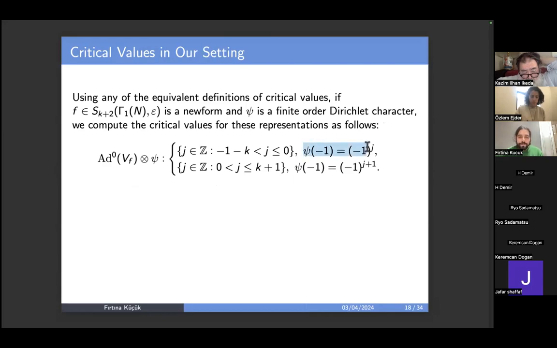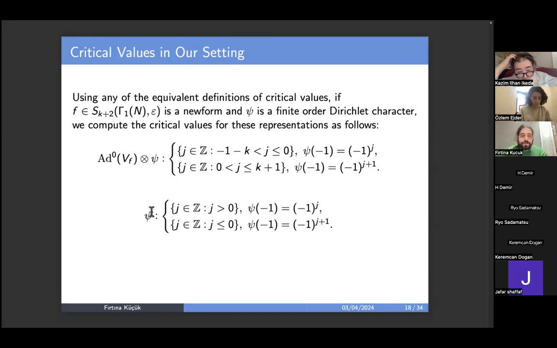So when this property holds, as you can see, it is between minus 1 and minus k. In this case, our form is of weight k plus 2, by the way, by our convention. And it is between this and 0. So it is non-negative in this case. If the sign of the psi is equal to this, then we will have positive critical values.